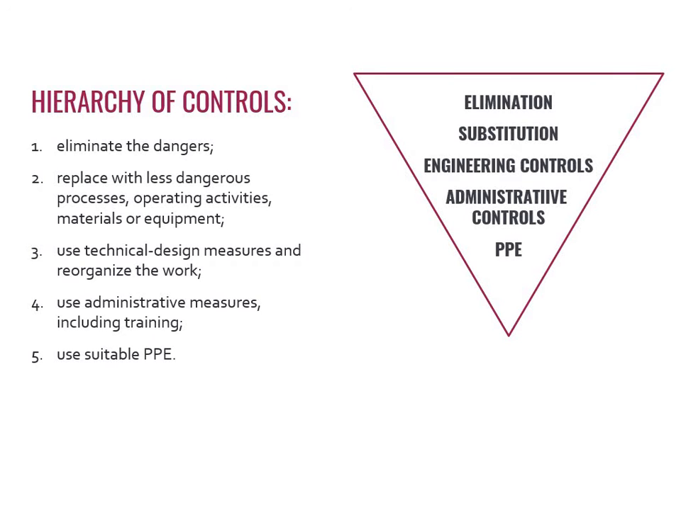The so-called hierarchy of controls is made of these steps. Elimination: eliminate the dangers. Substitution: replace with less dangerous processes, operating activities, materials, or equipment. Engineering controls: use technical design measures and reorganize the work. Administrative controls: use organizational measures, including training. PPE: use suitable PPE. Think of it as a reverse pyramid.